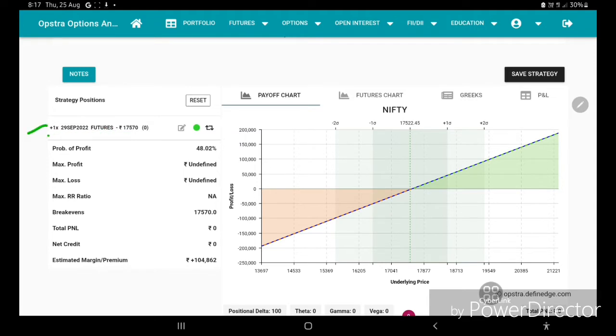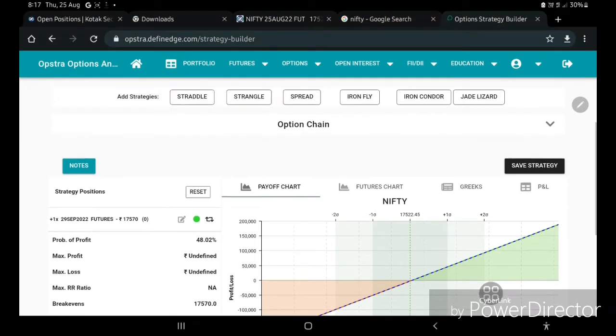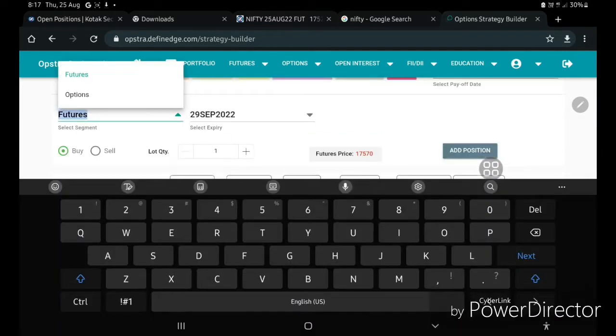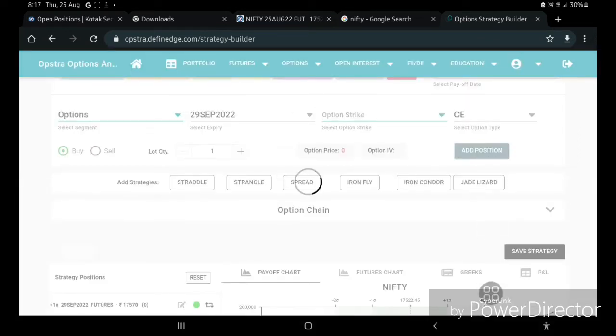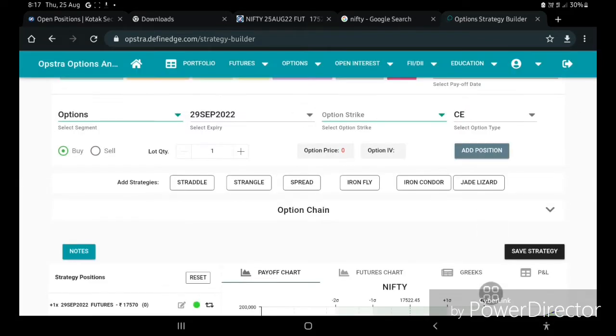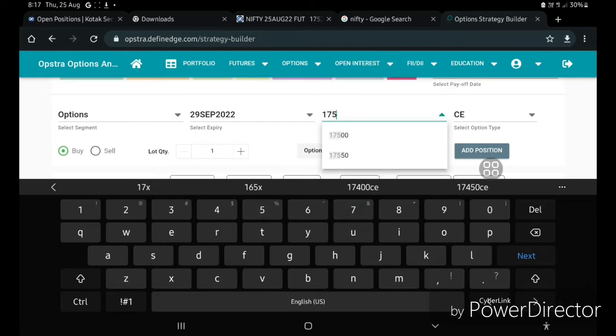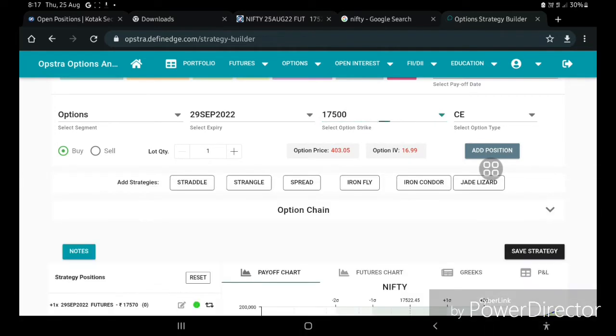This is like when you buy one future, then you will have maximum profit undefined, and maximum loss also undefined. So let us add options to make this a covered call strategy. Options, same expiry, 17,500. I'm giving you this as an example, that's why I have taken this. Sell, add position.